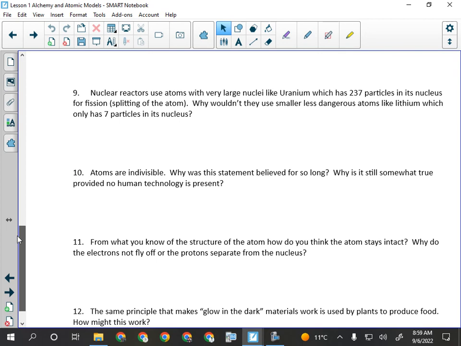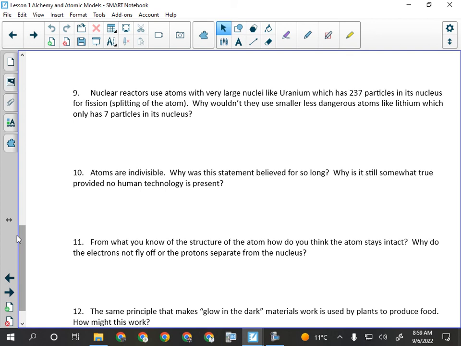Okay, number 9, nuclear reactors use atoms with very large nuclei, like uranium-237, which has 237 particles in its nucleus. Why wouldn't they use smaller, less dangerous atoms like lithium, which has only 7 particles in its nucleus? Well, the answer is the bigger an atom gets, generally, the less stable it becomes, so it is easier to break. It's also a bigger target.